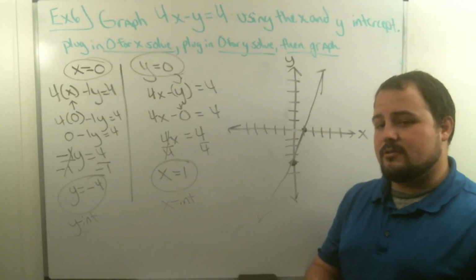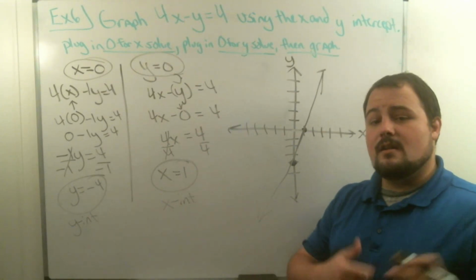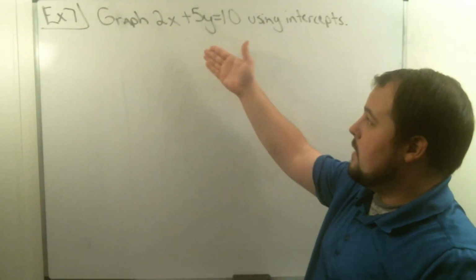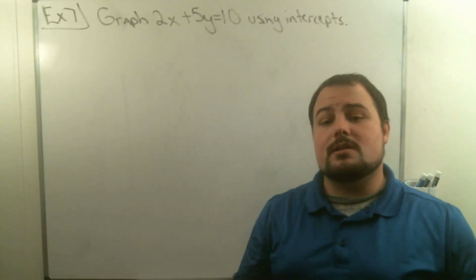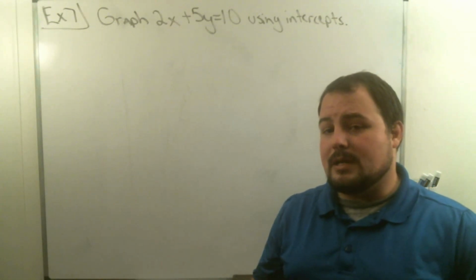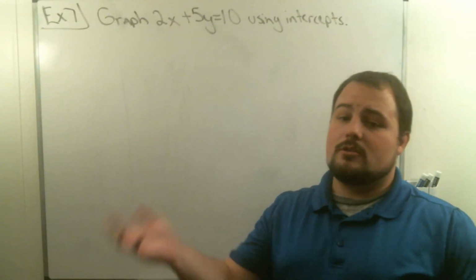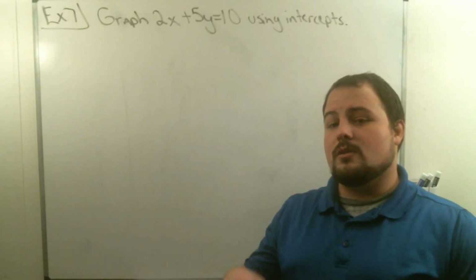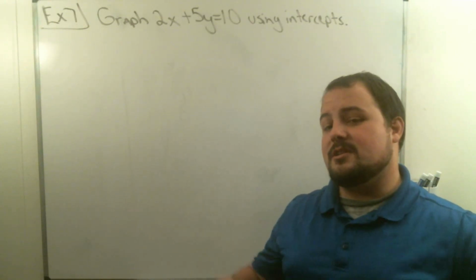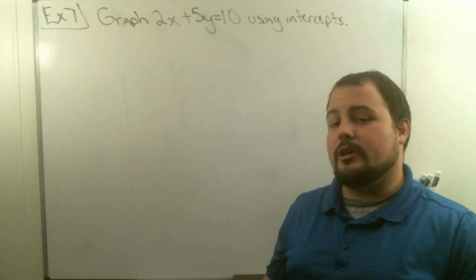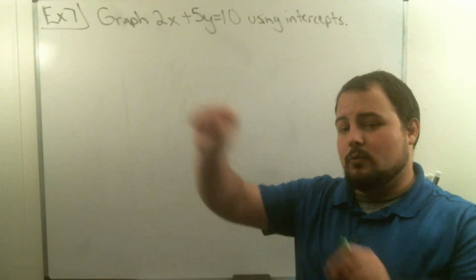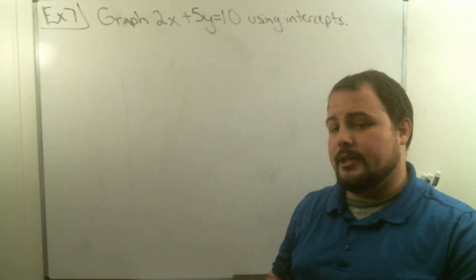Let's do one more problem that we have to graph by doing this method again, and then we're done for today. For our final example, we're going to be graphing 2x plus 5y equals 10 using the intercept method. The intercept method is where you plug in 0 for x, you solve for y, plug in 0 for y, solve for x. All you got to do is put a dot where your y-intercept is on the y line. Put a dot where your x-intercept is on the x line. And then connect your two dots with a solid line, and that's graphing the linear equation.